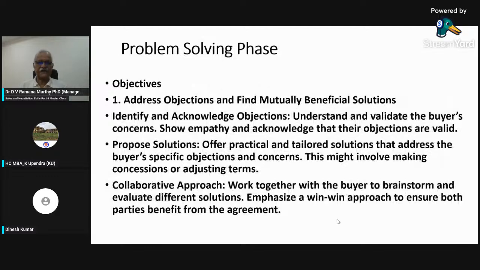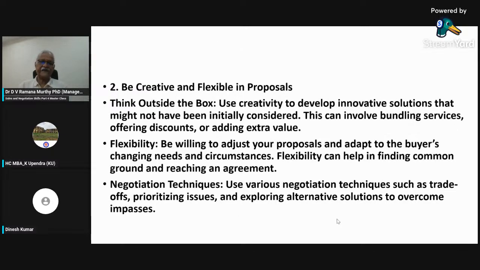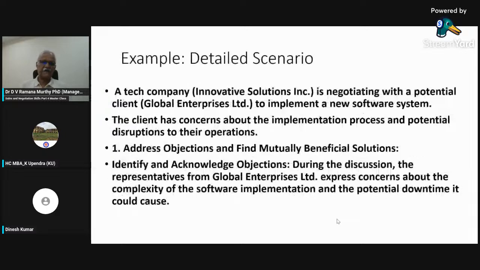The first one we have said is address objections and find out mutually beneficial solutions. And the second one is be creative and flexible in proposals to close the deal. Let's examine how you're going to have this. The client has concerns about implementation process and potential disruptions to their operations. That means the problem of this company, Global Enterprise Limited, is that they are interested in taking your software and implementing it, but they have some concerns. What are their concerns? About the implementation process.